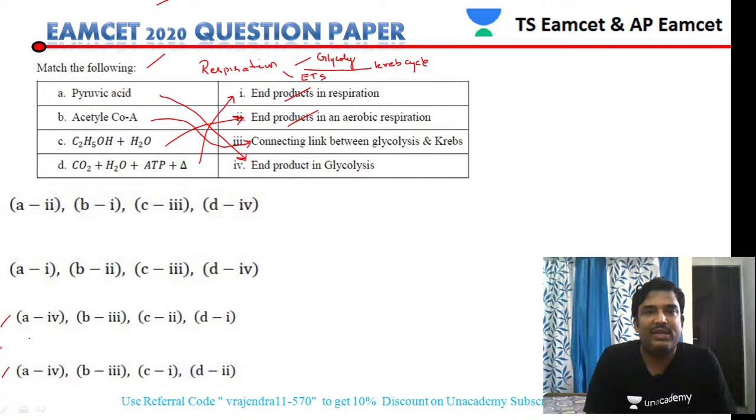Acetyl-CoA is the connective link between glycolysis and the Krebs cycle. Then ethyl alcohol is the end product of anaerobic respiration. So this will be our answer.